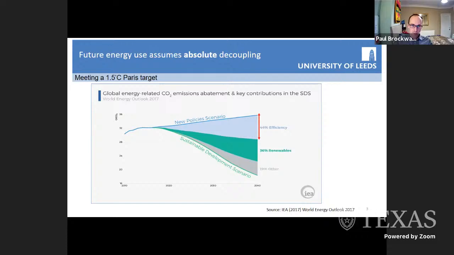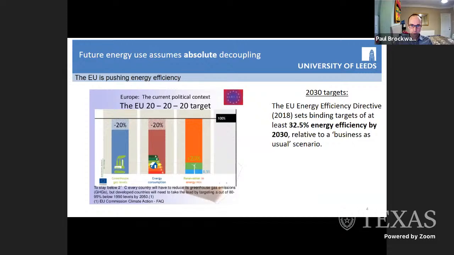And as we tighten our targets towards meeting a 1.5 or below 2 degree Paris target, increasingly these projections are assuming absolute decoupling. What I mean by that is that GDP is still allowed to grow under the forecasts, but the energy is going down. So they are decoupling. One's going up and the other is going down, which sounds fine.